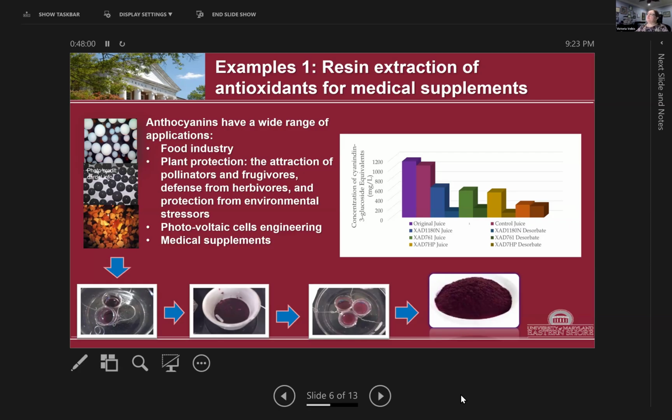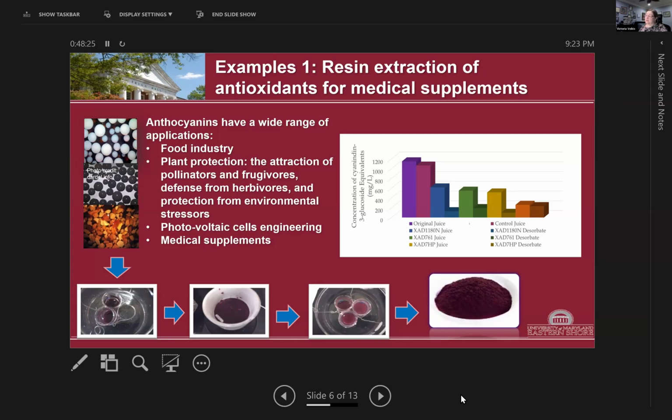But for all those purposes, we must get those anthocyanins from the fruit, from the extract of fruit, into powder form. And this is where we do this resin extraction. So when you see this red color, it means anthocyanins are right now in an extract. And you can see on the bottom some darker materials, that's the resins.